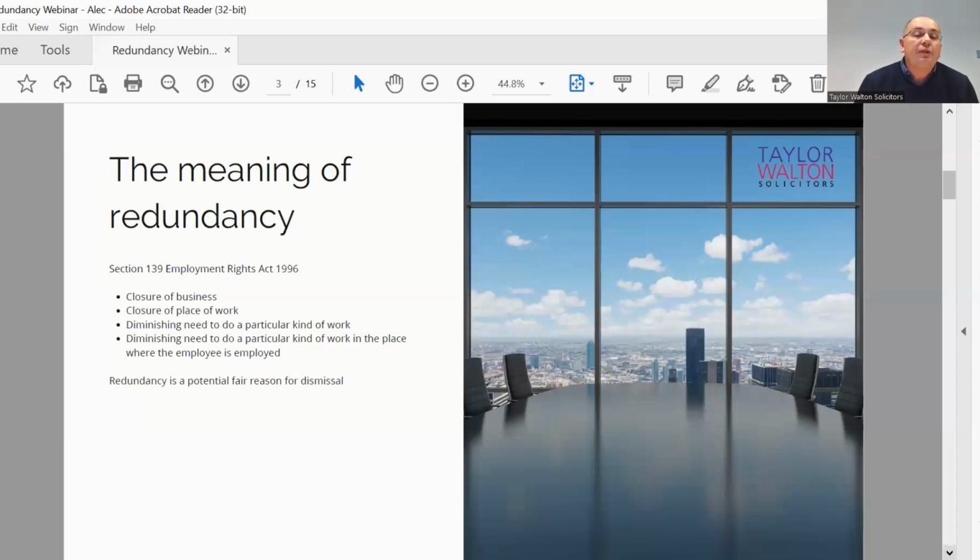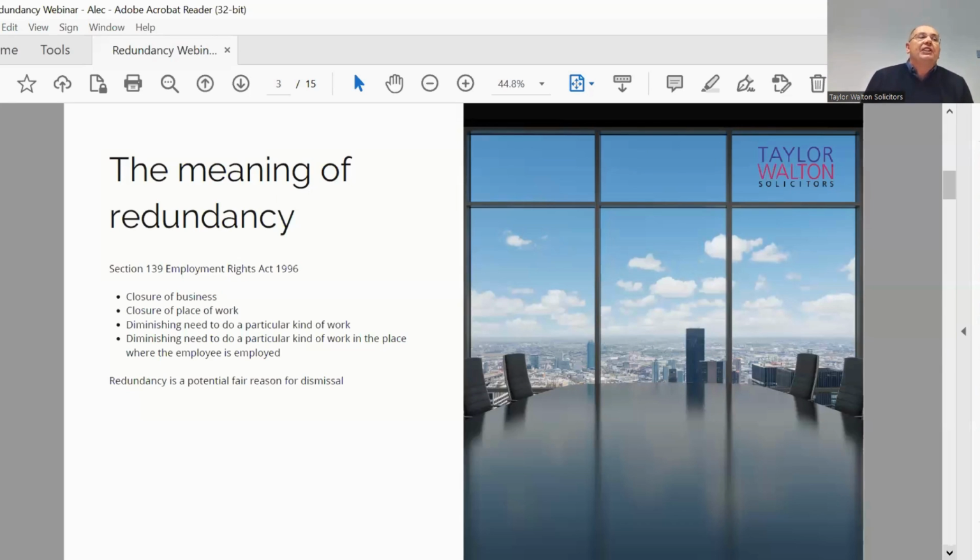Now, probably the most common form of redundancy is where there is perhaps a downturn in business or the effects of new technology, which means there's a diminishing need to do a particular kind of work. So if there are, for the sake of argument, 10 widget makers, and the company, because of a downturn or because of new technology, only requires 5, therefore there'll be 5 redundancies. That's a diminishing need for a particular kind of work.